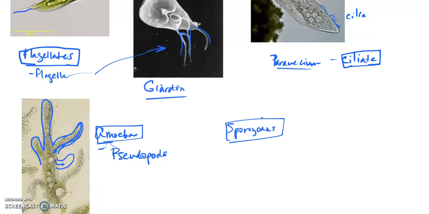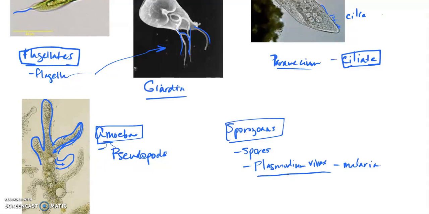Now the fourth group, which technically doesn't have a mode of motility, the sporozoans, but they are spore formers. An example of this, this is one species. There are others. Plasmodium vivax is the cause of malaria. We think about malaria being caused by mosquitoes, but really the mosquitoes are just the vector that's carrying this protozoan, which is a protist.